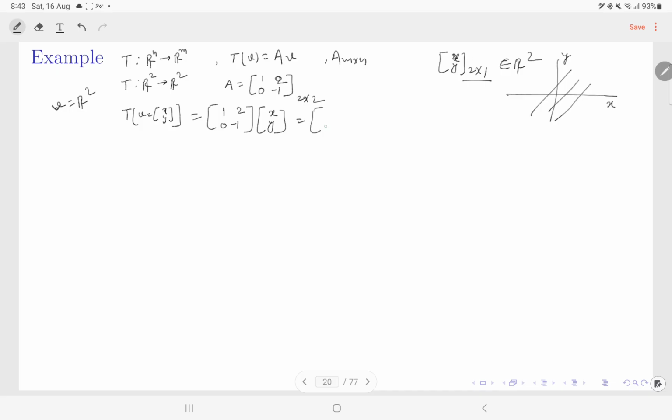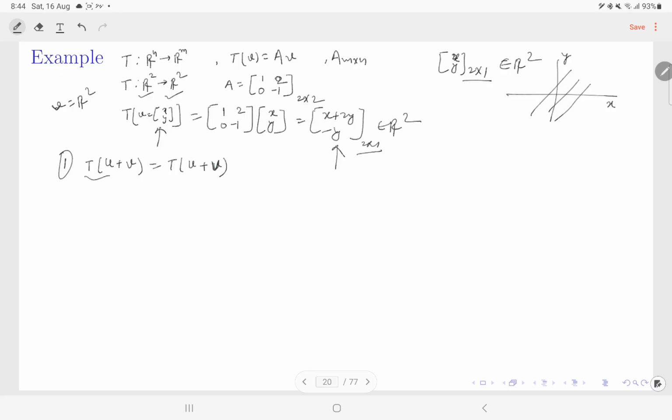Now you need to show whether this transformation is linear or not. Of course I have already proved it for m cross n. Now you need to show this. So this will be x plus 2y and minus y. This is 2 cross 1, this is in R2. So R2 to R2: I give R2, I get the output in R2. So what we have to show is the first property, T of u plus v, let me write it explicitly, u plus v, equal to T u plus T v.